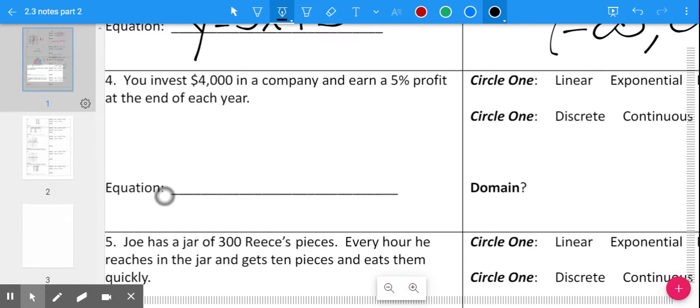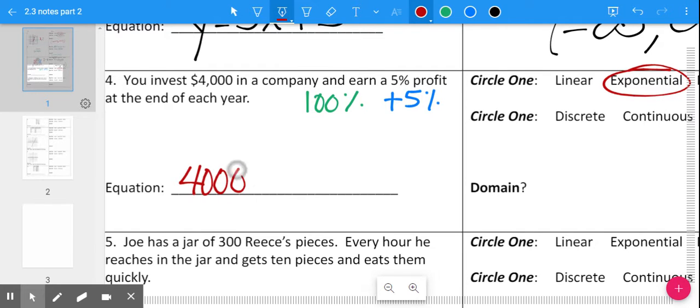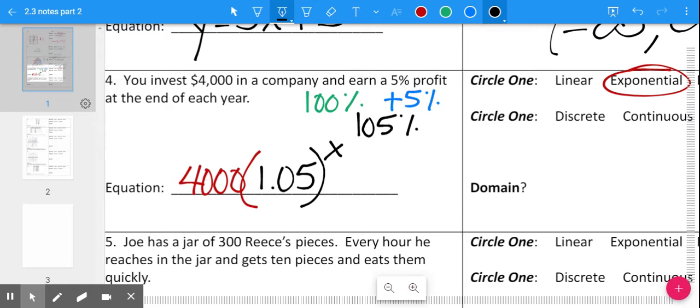Number 4. You invest $4,000 in a company and earn a 5% profit. That means we're adding an extra 5% to the money you already had. So you get to keep 100% of your money and an additional 5%. So on this one, which is exponential, we start with $4,000 and we get 105% of our money, which is the decimal 1.05, x in the exponent.